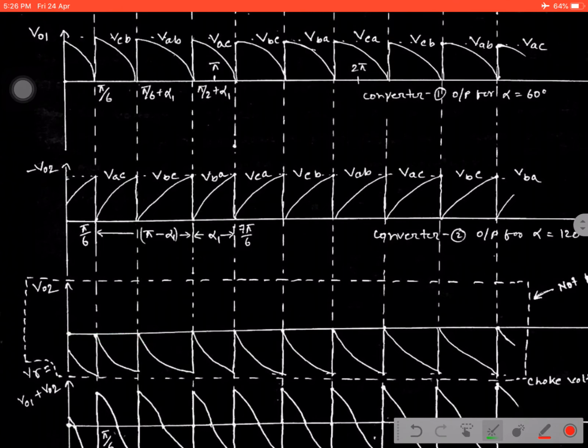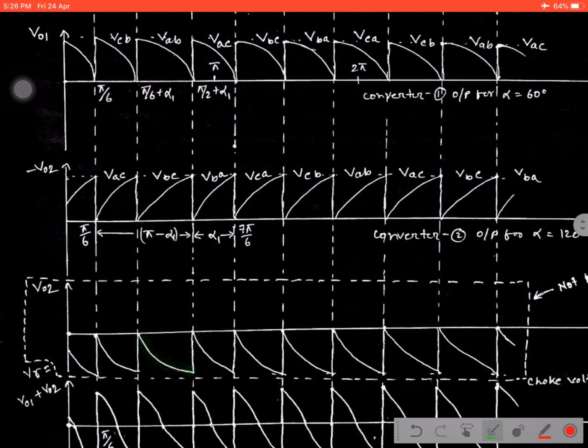That is what we are taking, just the mirror image. That means converter 2 can develop minus VO2. Mirror image means just the opposite of VO2. That means minus VO2 is converted to VO2 by these waveforms. That is why, if the waveform of VBC looks like this, its mirror image will give you this waveform.